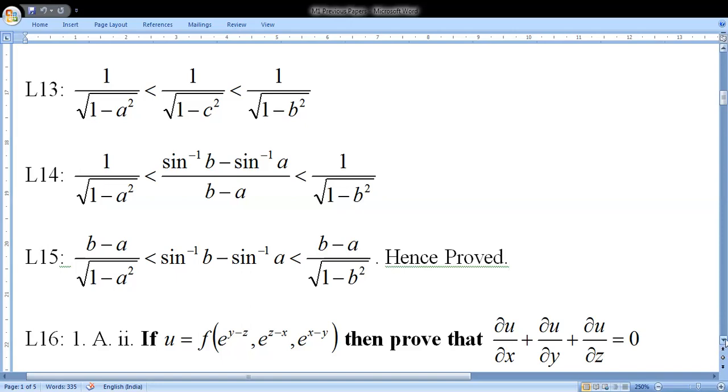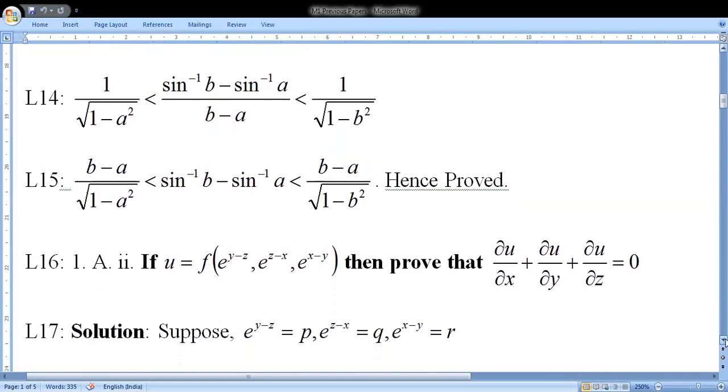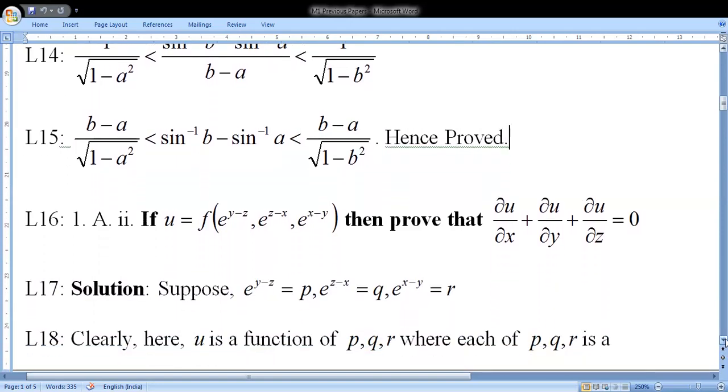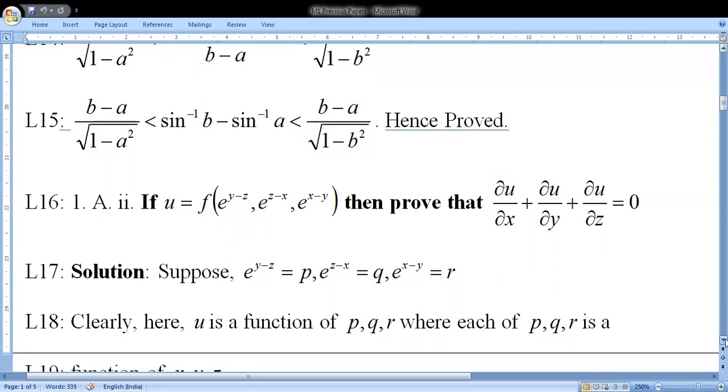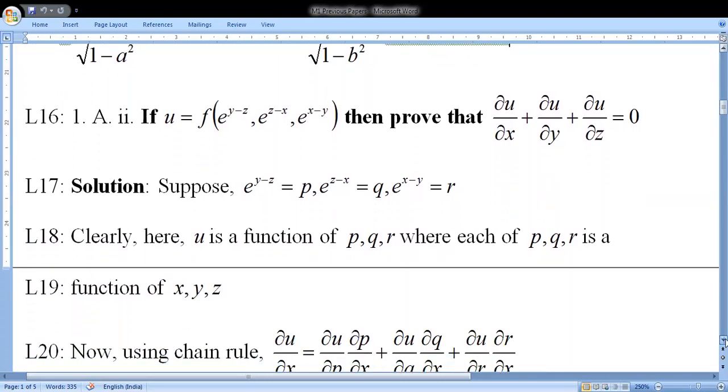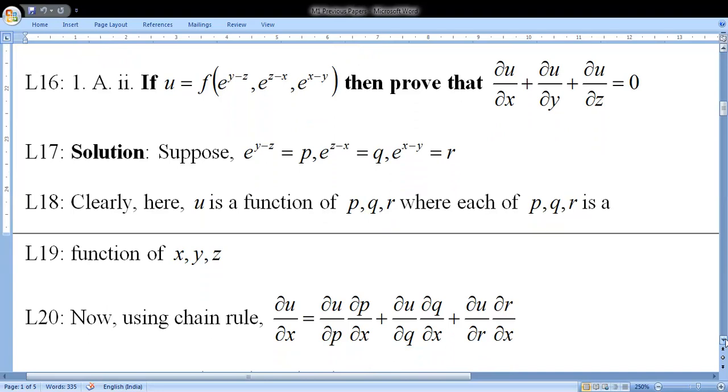Now let us see the next question in the previous question paper. If u is equals to function of e power y minus z, e power z minus x, e power x minus y, then you need to prove that dou u by dou x plus dou u by dou y plus dou u by dou z equals to 0. So for our convenience, let us suppose e power y minus z as p and e power z minus x as q and e power x minus y as r.